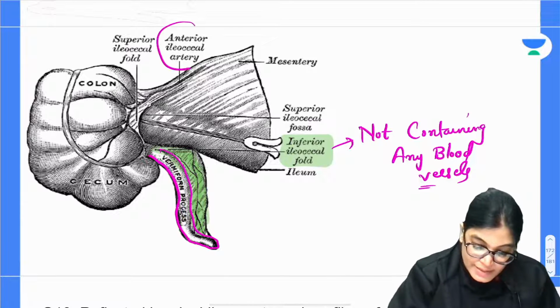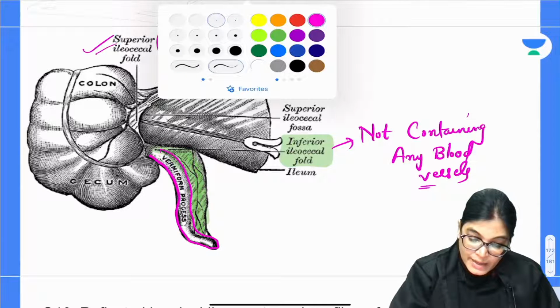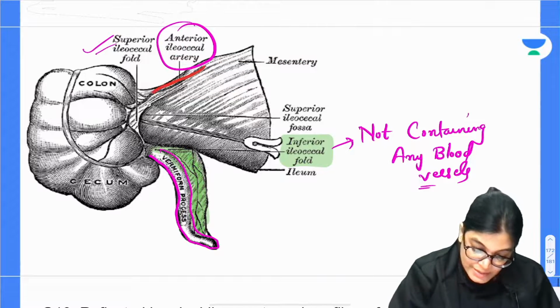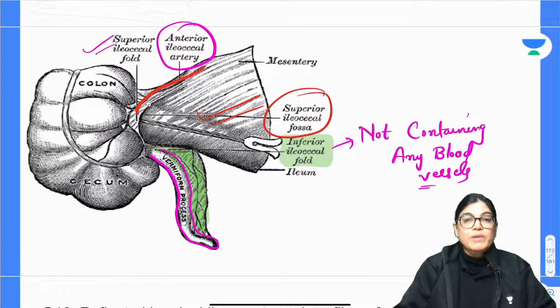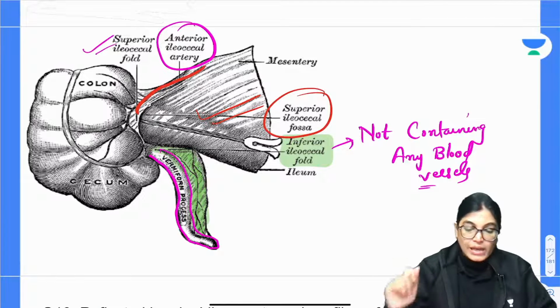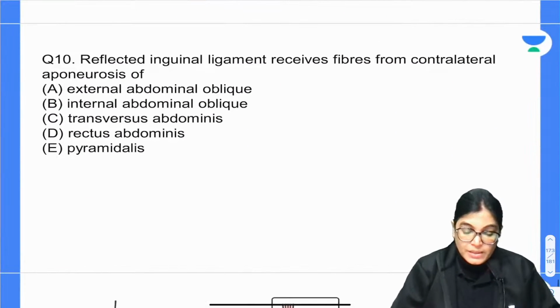Here you can see the anterior cecal artery in the superior ileocecal fold, which has arteries. The anterior cecal artery is lying there. The appendicular artery is a branch for the appendix, so that is also not the correct answer. Let's move on to the next, question number 10.